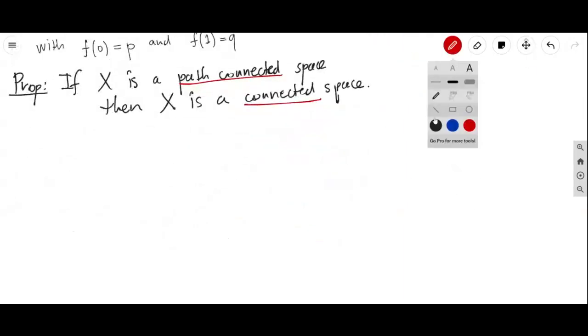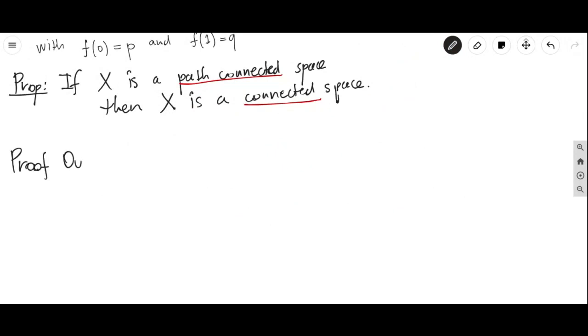And I'm going to give you a proof outline. We almost proved it. So this is the proof outline, and then you can do it yourself. It's nice practice to do it yourself. So here's how you do it. Let L be the image of this interval.